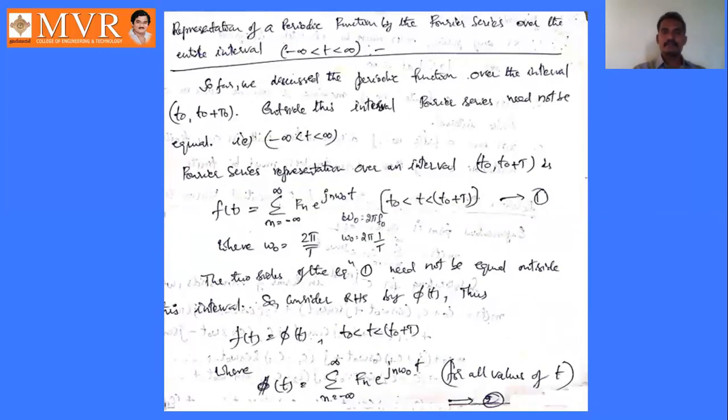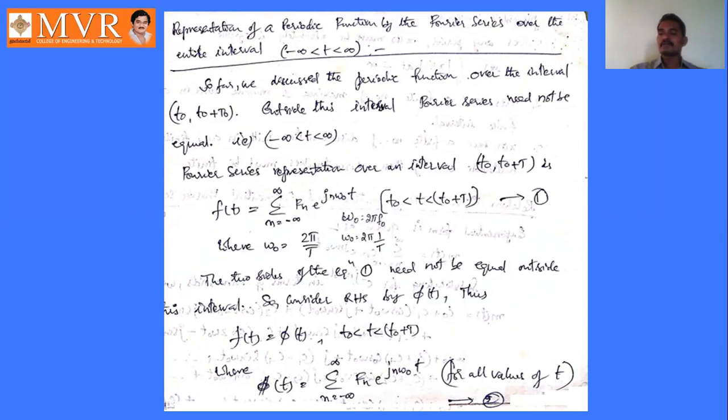Next, representation of a periodic function by the Fourier series over the entire interval. Entire interval means from minus infinity to plus infinity. How is a periodic function represented? It satisfies the condition m of t equals m of t plus capital T for all values of t. That is a periodic function. So that periodic function should be represented over the entire interval, from minus infinity to plus infinity.